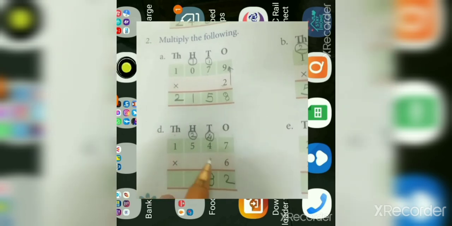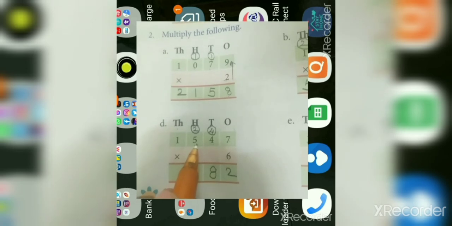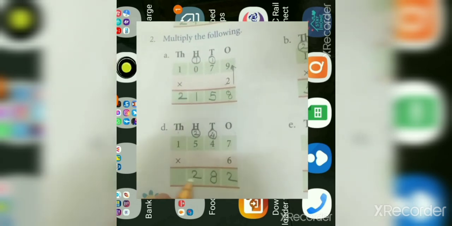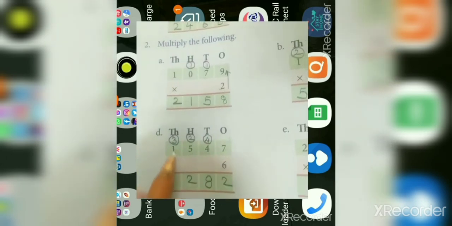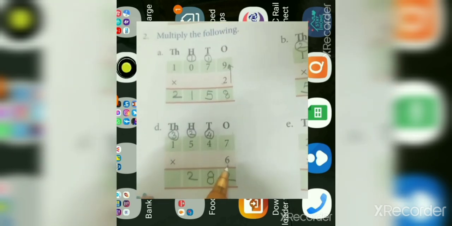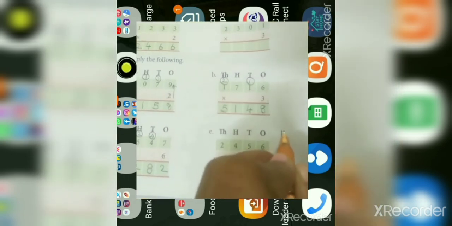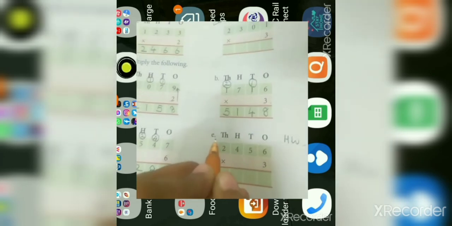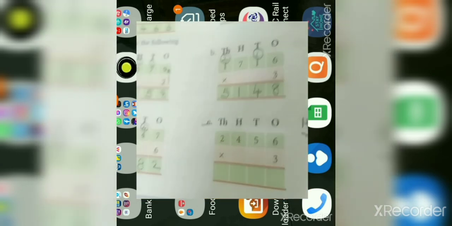Next is the hundreds place. Here 5 is there in the hundreds place. So 6 5s are 30. 30 plus 2 is 32. So 2 we will write here and 3 will be the carry number which will go to the thousands place. Now in the thousands place, what number is there? 1 is there. So 6 ones are 6. 6 plus 3 is 9. So now E and F you will do as homework. Okay children?